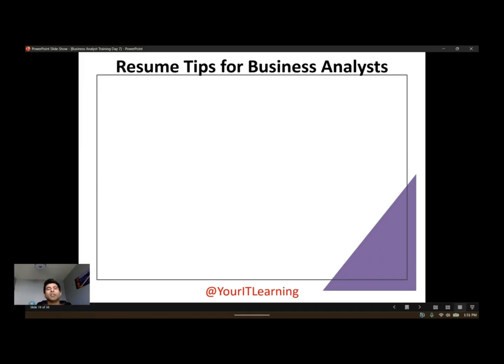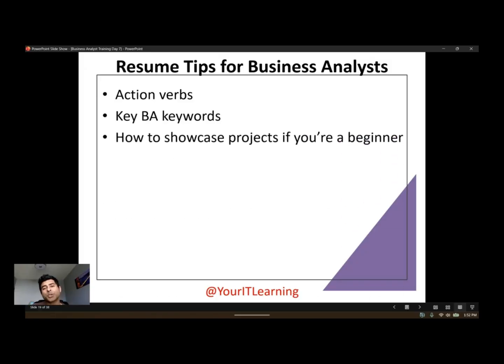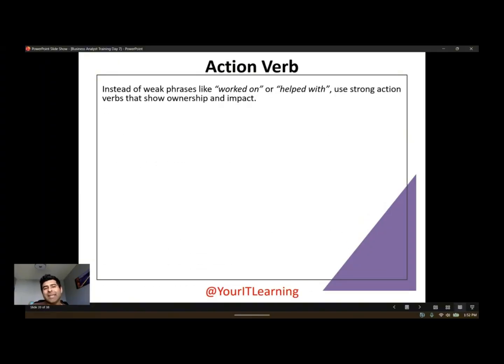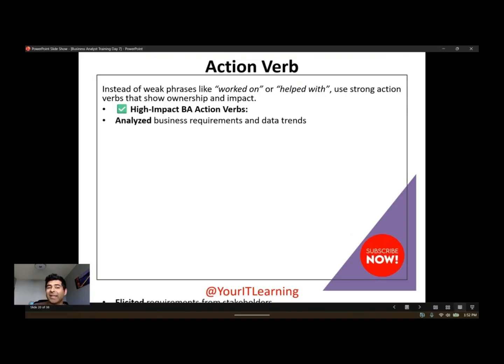Let's talk about some resume tips for a business analyst: action verbs, key BA words, and how to showcase projects even if you are a beginner. So let's talk about action verbs. Instead of weak phrases like "worked on" or "helped with," use strong actionable verbs that show ownership and impact. For example, high impact BA action words will be: I analyzed business requirements and data trends.